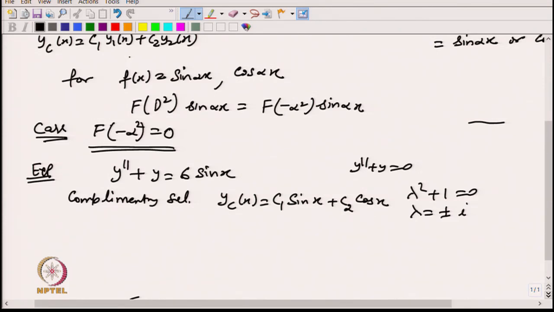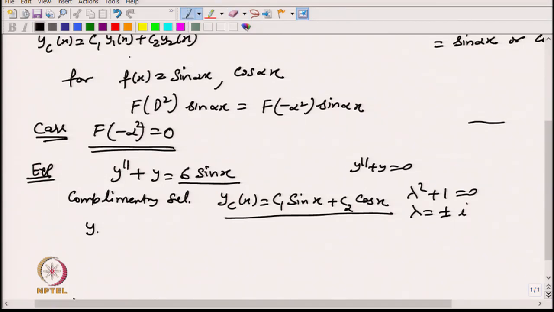This is my complementary solution, and you can see that sin x is appearing in the solution, and sin x is also the function on the right hand side. Now I want to find the particular solution. How will we find it? That we are going to discuss.